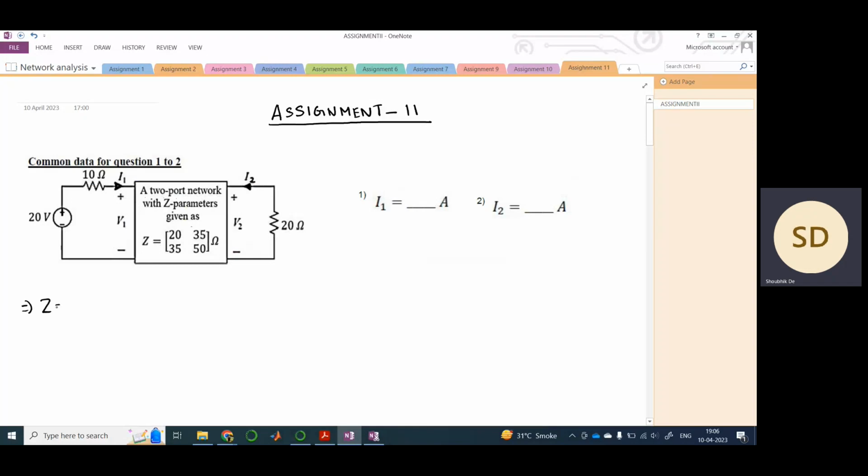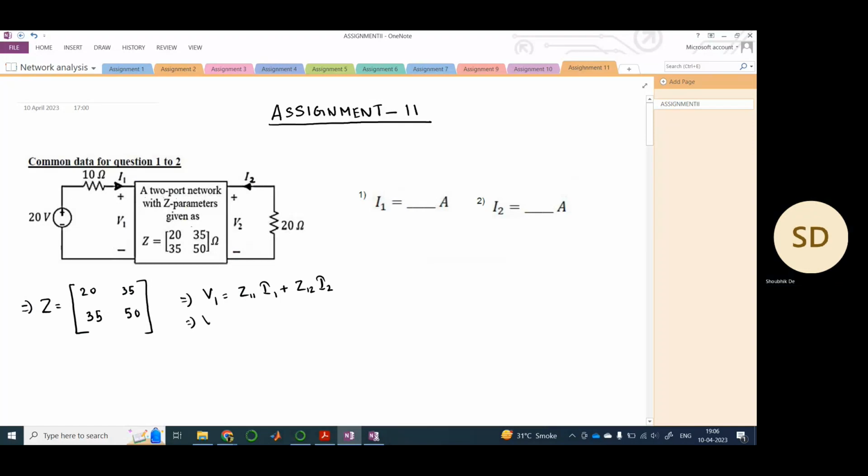The Z parameters are given. It's 20, 35, 35 and 50. If you remember the formula of Z parameters, it was V1 equals Z11 I1 plus Z12 I2, and V2 equals Z21 I1 plus Z22 I2, right?